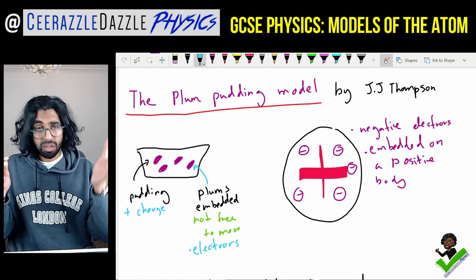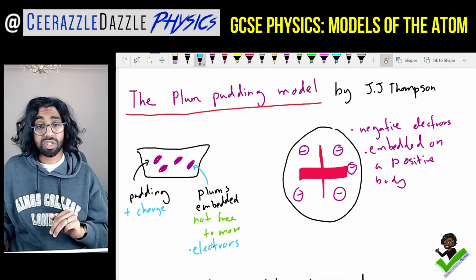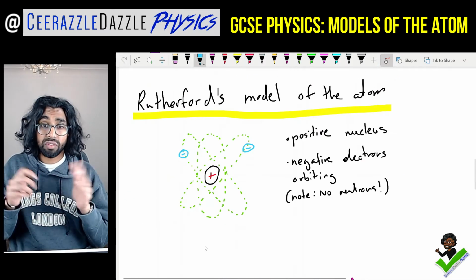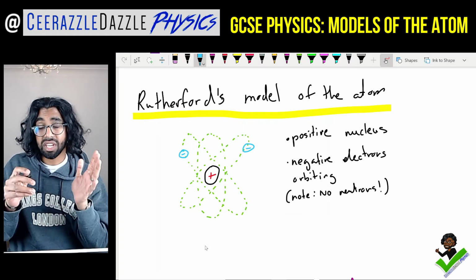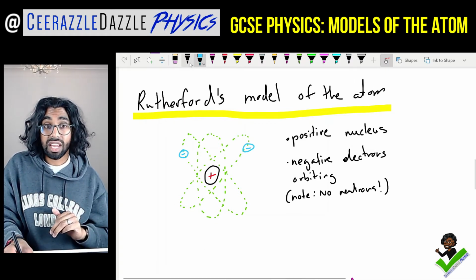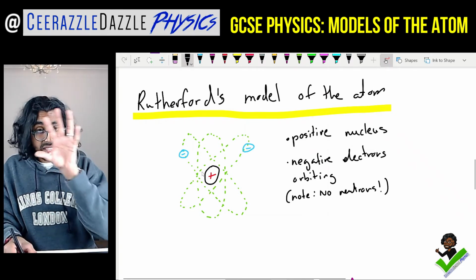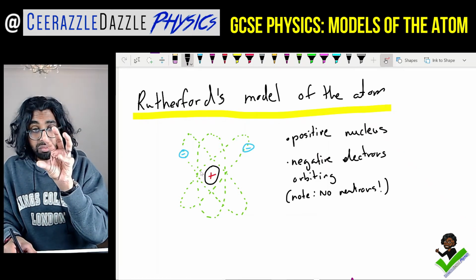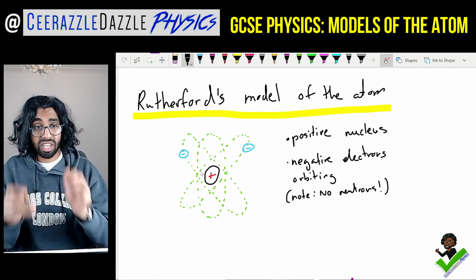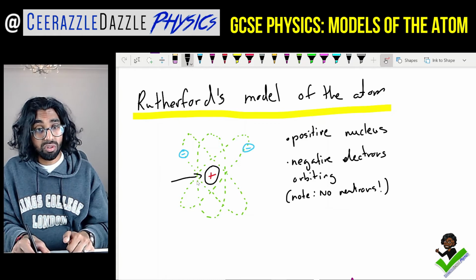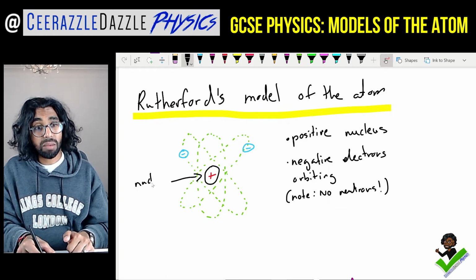From there, guys, we have the third model of the atom, which is going to be Rutherford's model of the atom. So Rutherford's model of the atom is different. As you can see right now, he proposed that the central part of the atom, yes, the bit where all the matter is contained, which is going to be called the nucleus over here, is a positive body.